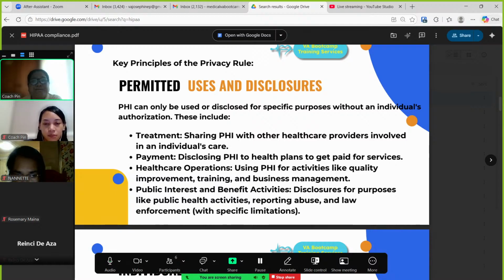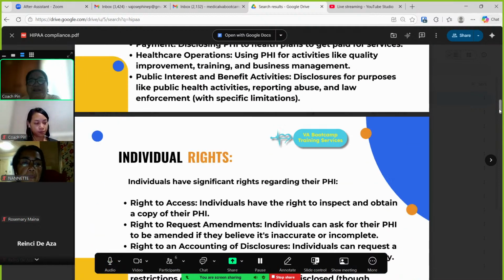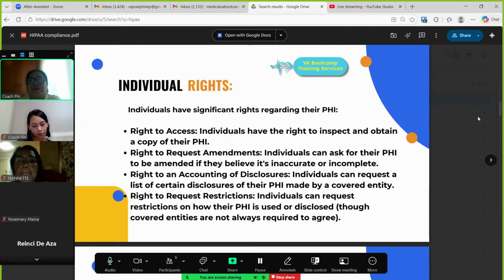And public interest benefit, of course. The disclosures for purposes like public health activities, reporting abuse, and law enforcement with specific limitations. All right. So, how about individual rights? So, our patients or clients have individual rights. They have significant rights regarding their PHI.